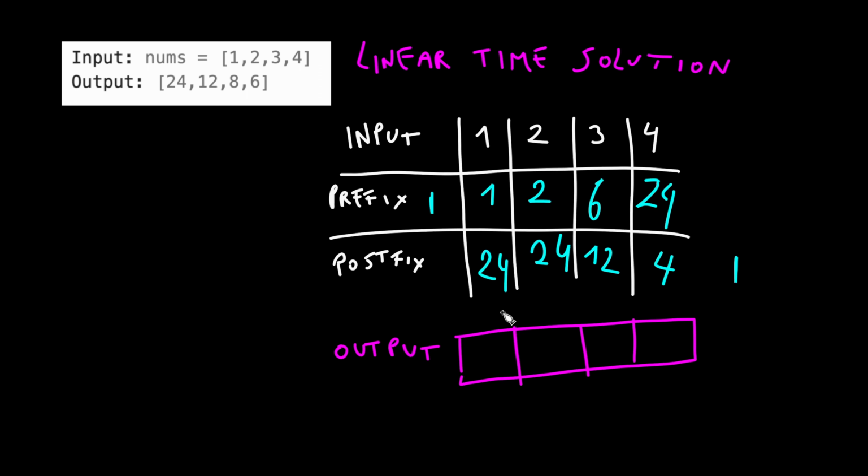In order to get the output value now, we can just multiply these elements. So now it's going to be way easier to find the output. So let's say we want the output for the first position. This is going to be 24 times the prefix of 1, which in this case is 1. For 2, we want the prefix of 2, which is 1, and the postfix, which is 12. This is 12 times 1, 12.